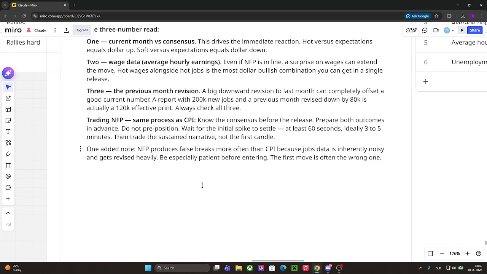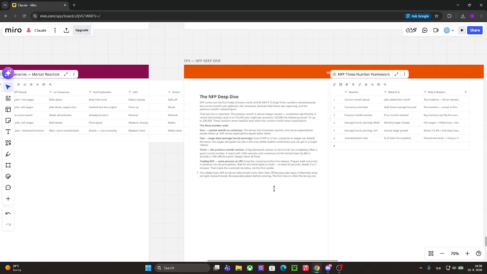One added note: NFP produces false breaks more often than CPI because jobs data is inherently noisy and gets revised heavily. Be especially patient before entering. The first move is often the wrong one.